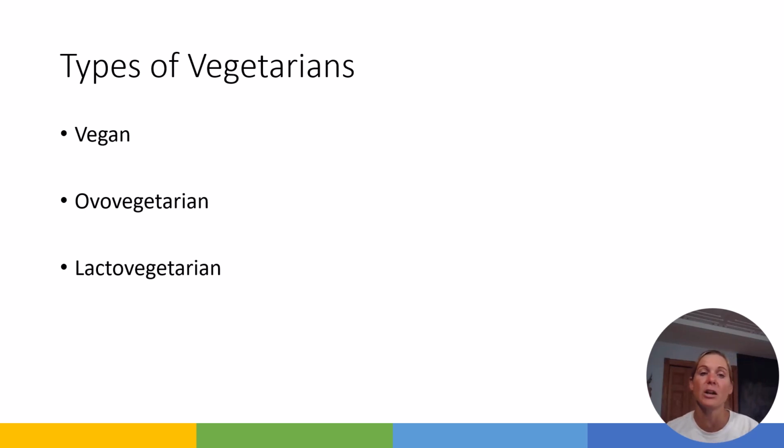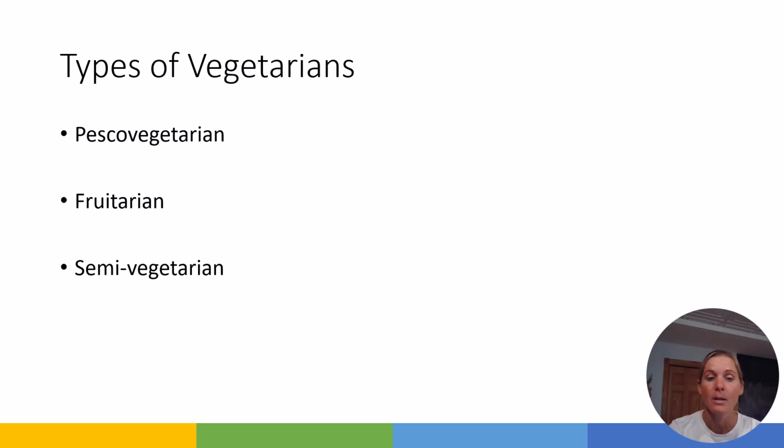Lots of types of vegetarians. So a vegan is somebody who eats no animal products whatsoever. So they eat no dairy, no eggs, no honey. They eat exclusively plant products. Ovo-vegetarian will include eggs in their diet, but no dairy. And a lacto-vegetarian will consume milk products, so like milk, cheese, yogurt, but they will not consume eggs. Pesco-vegetarian, they'll eat fish, but no poultry.